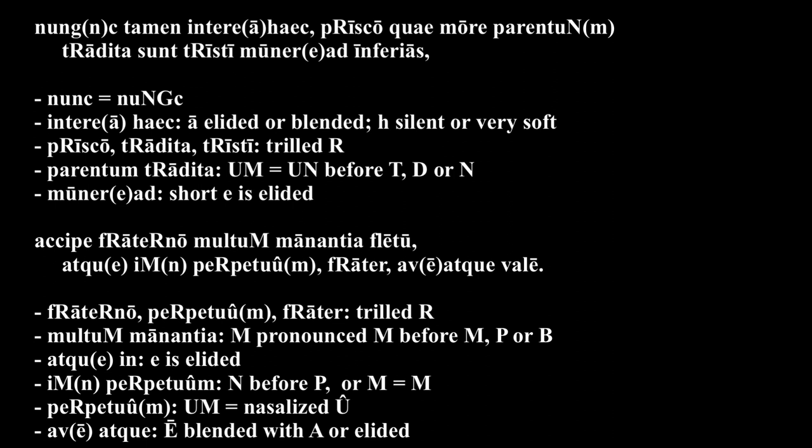And then ave, atque, vale, the E can be blended or elided, ave, atque, vale, or some people would say awatque. I prefer aeatque. Blended, I think, is nicer.